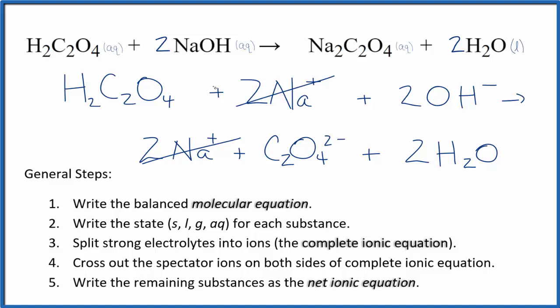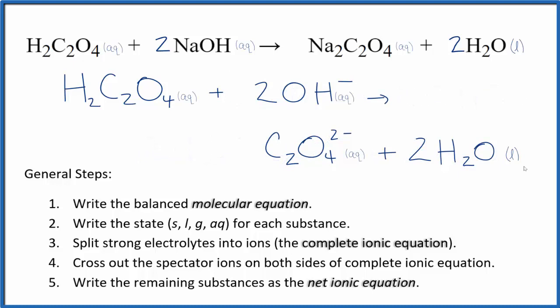Let me clean this up and add the states. We'll have our net ionic equation. So this is the net ionic equation for oxalic acid and sodium hydroxide. And again, you need to recognize that this is a weak acid, so we don't split it apart. We don't split the water apart either.